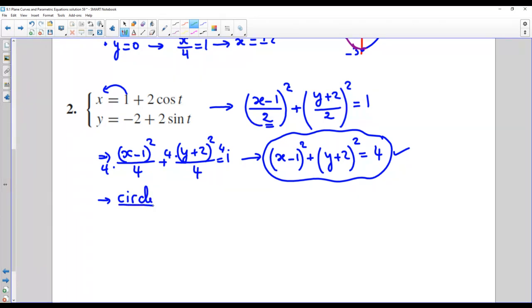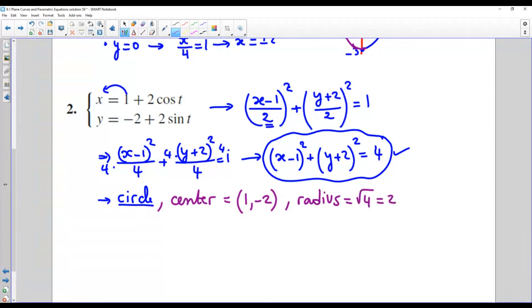And of course, we need to say what is the center of the circle? What is its center? Yeah, 1 minus 2. Very good, thank you. 1 minus 2. And what is its radius? What is the radius of the circle? Because we need this. It's going to be square root of 4, which is equal to 2.